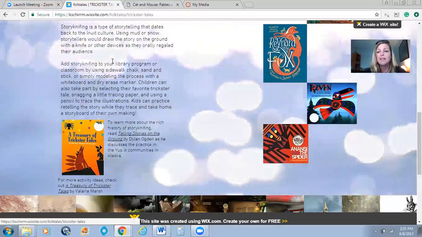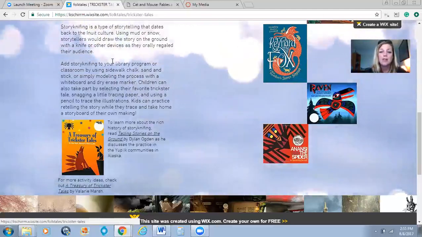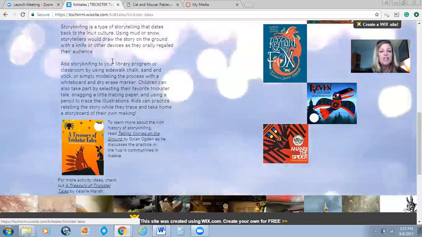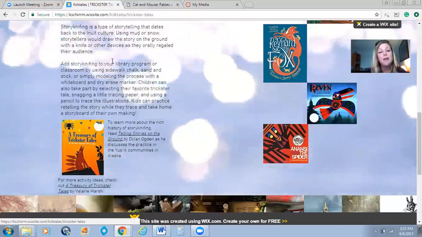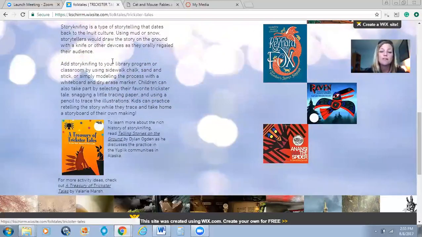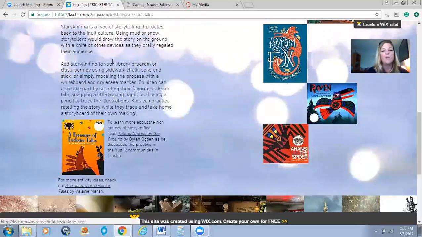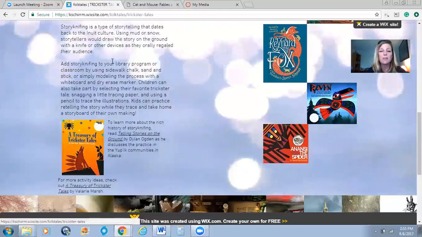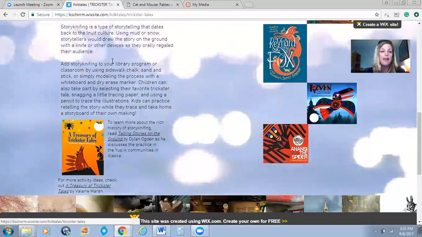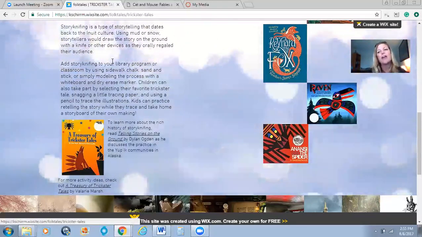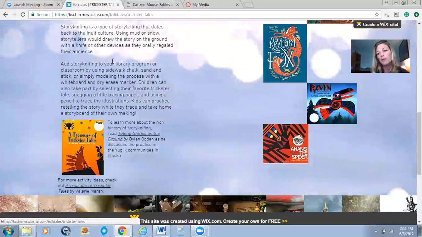The activity that they included in this book, The Treasury of Trickster Tales, was actually giving kiddos some tracing paper and a pencil and having them trace the illustrations in the book and then tell the story as they go. So they end up walking home with a nice storyboard, but it gives them practice if this is something they're interested in. And eventually you take the tracing paper away and replace it with sand or snow or what have you.